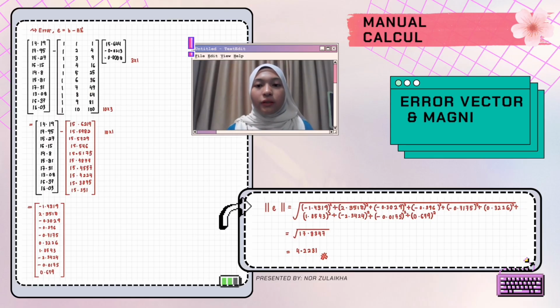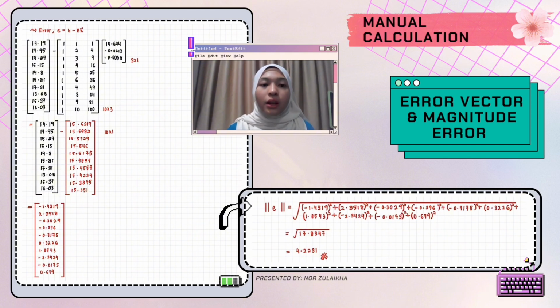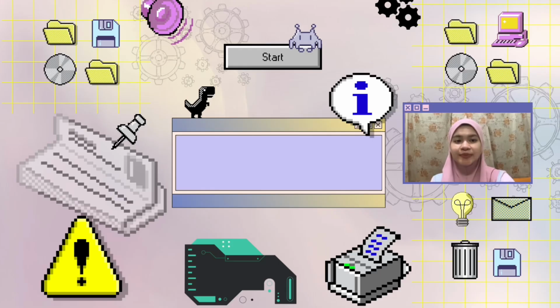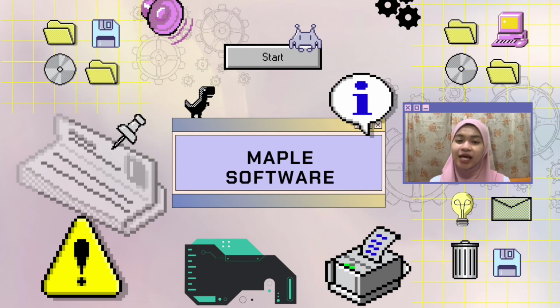Now we will find the error vector and magnitude error. For the error vector, we will use the formula E equals b minus Ax. As we can see, we already calculated x as a, b, c, and then we just multiply and subtract, and we get the answer. For the magnitude error, we just use the norm of E to get the answer, which is 4.2231.